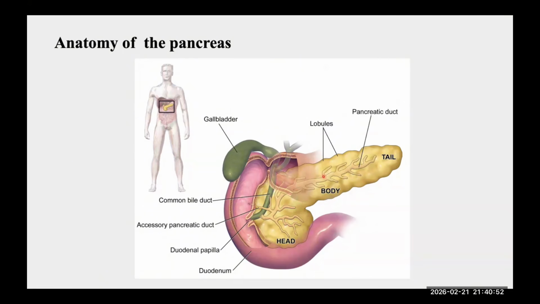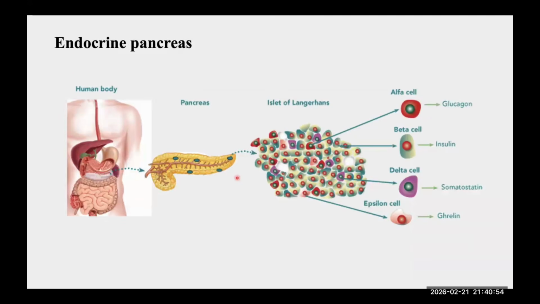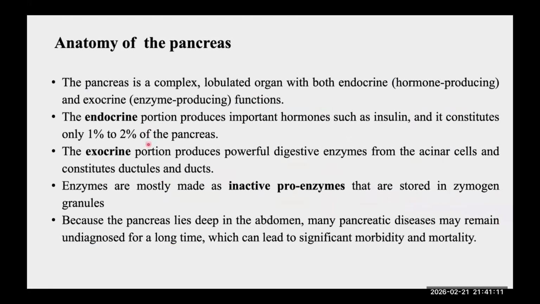It also has endocrine functions, and that's what we see in the islets of Langerhans. These are cells that are dispersed within the pancreas, and each cell type releases a specific hormone. The alpha cells release glucagon, beta cells release insulin, delta cells somatostatin, and epsilon cells release ghrelin. This is important information, and we need to know that the endocrine portion of the pancreas is very small. It's only about 1 to 2% of the pancreas.